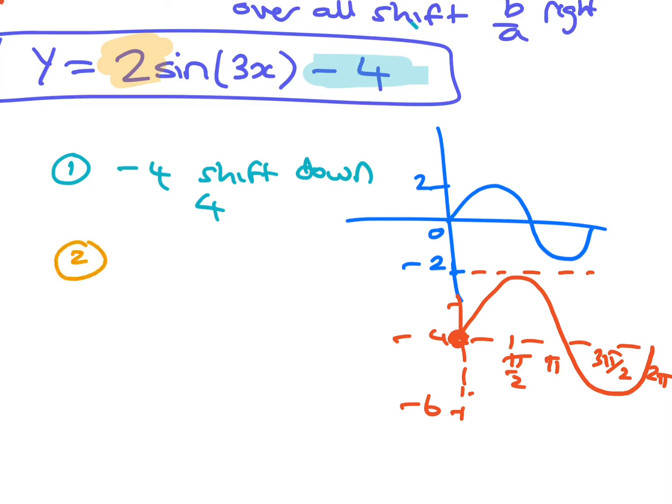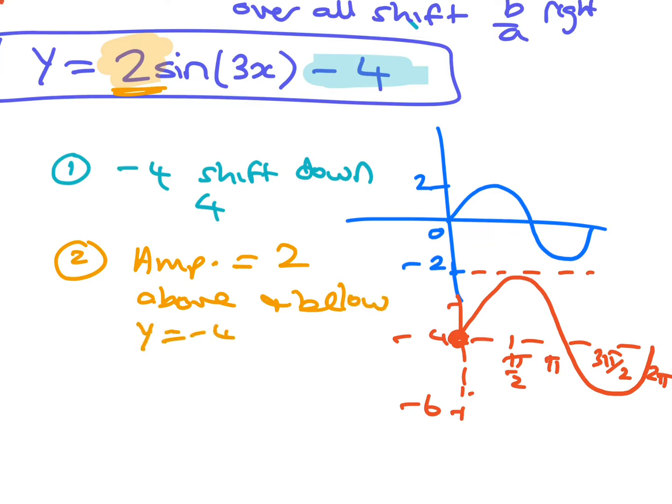Step 2, I've done the amplitude, that's already done. So make sure the amplitude equals 2. That's above and below. y equals -4. Okay, so the next thing.